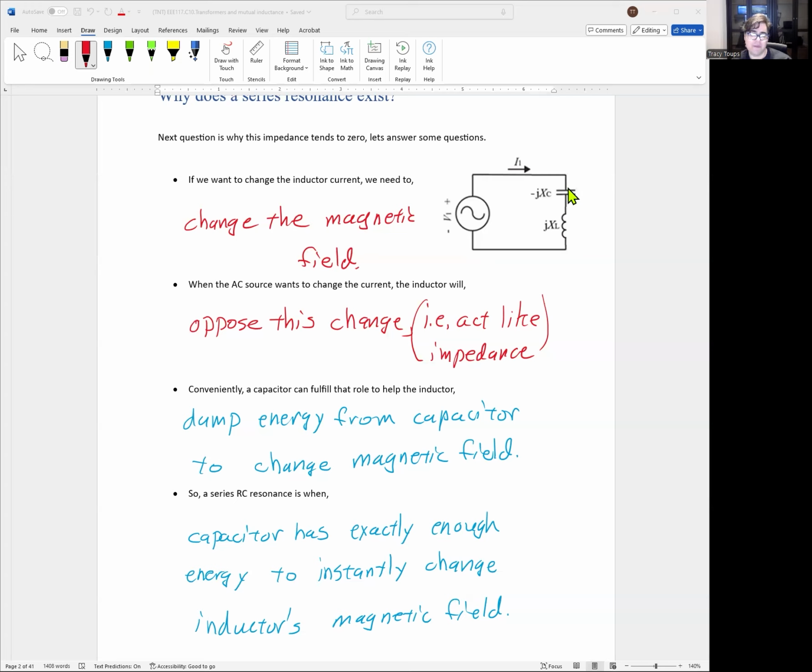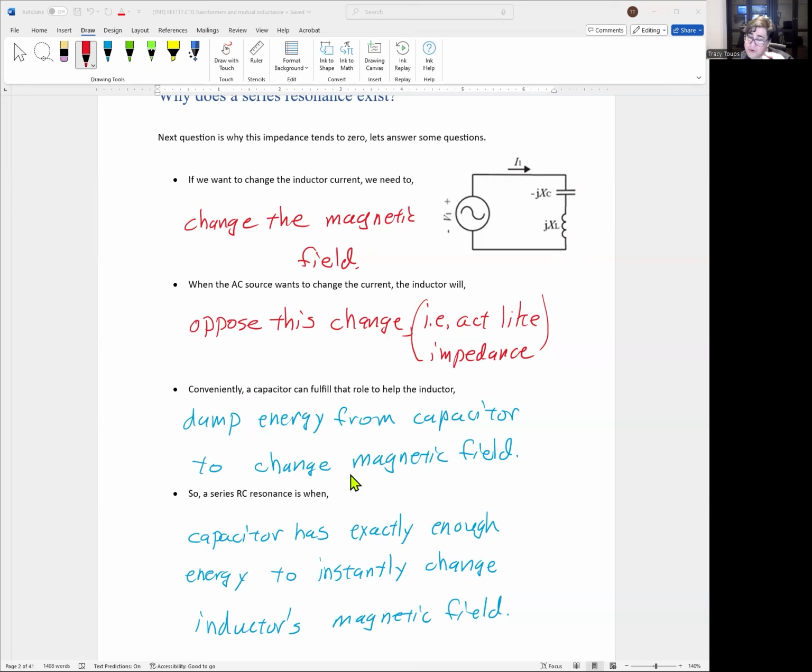Now, if you have a capacitor nearby, conveniently, a capacitor can fulfill the role of breaking down and building up the magnetic field of the inductor. Because remember, a capacitor is just a bucket of energy ready to go in a moment's notice. So we can finely tune the circuit where the capacitor can dump its stored energy to instantly change a magnetic field. So think about any time a magnetic field needs to change, the capacitor is right there and says, I got you, bro. And then we'll dump the energy out to change a magnetic field, right?